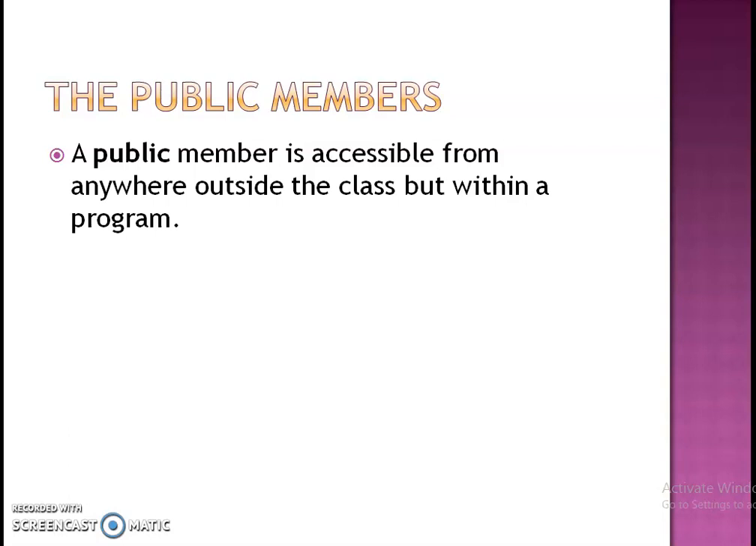The public members, either data members or member functions, can be accessed anywhere, that is, outside the class, within the program. We can access them within the program. Outside the class, the data members are visible. They are all visible.